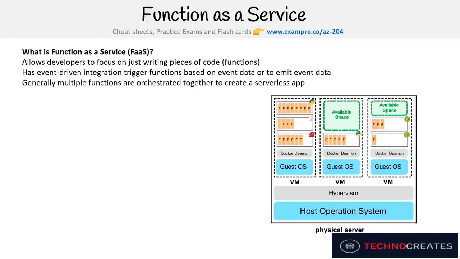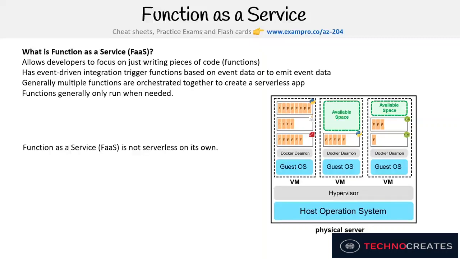Generally, multiple functions are orchestrated together to create a serverless application, sometimes also known as microservices. Functions generally only run when needed, and so function as a service is not serverless on its own. So FaaS, function as a service, is only serverless if it's fully managed and it scales to zero.